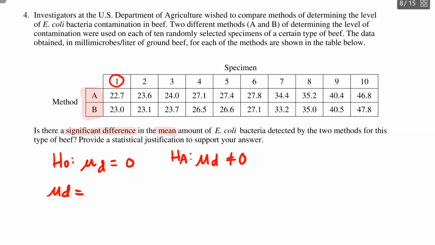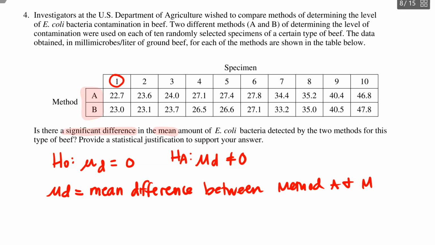This is going to be the mean difference between method A and method B in terms of contamination. Something like that. We definitely want to mention that this is about contamination.